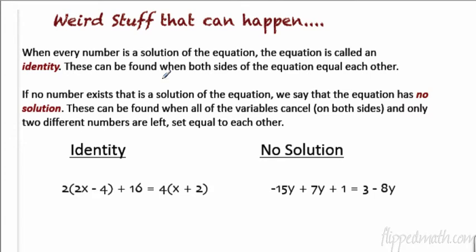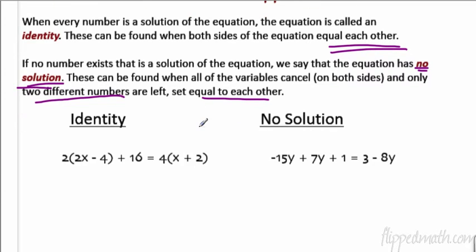Okay, when every number is a solution to the equation, it is called an identity. These can be found when both sides of the equation equal each other. This is important. We have to remember that. If no number exists that is a solution to the equation, we say that the equation has no solution. All right, these can be found when all the variables cancel out on both sides, and only 2 different numbers are left and they're set equal to each other. Wow, that is weird. Let's see what happens here.